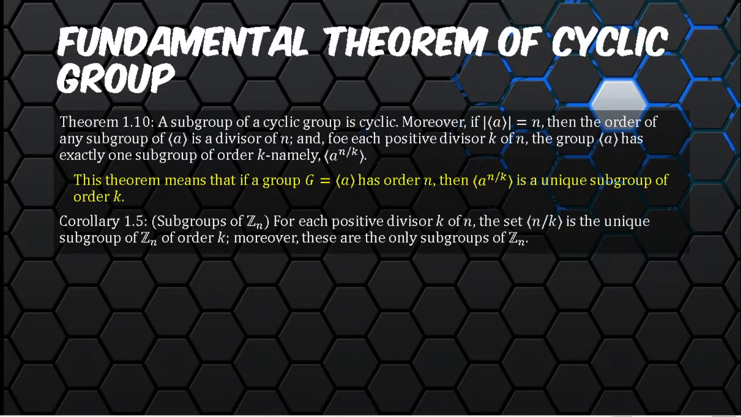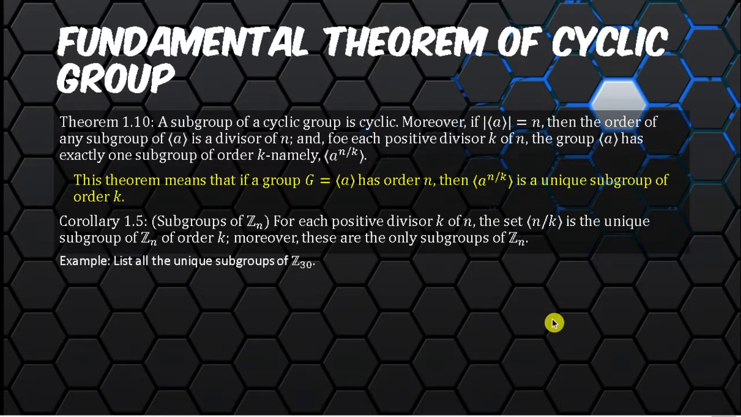Corollary of the theorem, specific to Z of n, addition modulo n: for each positive divisor K of n, there is a unique subgroup of Z of n of order k. So this is a specific version of the theorem. It's only talking about Z of n. Moreover, these are the only subgroups of Z of n. So this is actually yung gagamitin na ninyo sa activity na ibibigay.